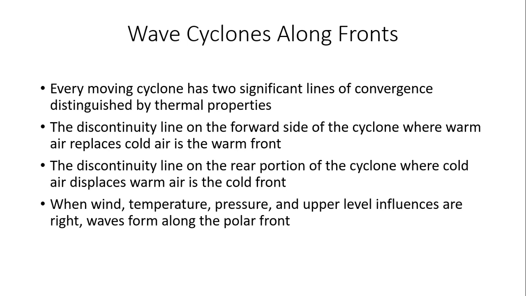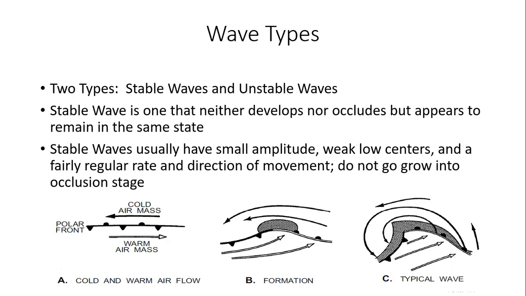So when the wind, the temperature, the pressure, and these upper level influences are just right, you get these waves of low pressure or cyclones that form along the polar front. Now, there are two main wave types we're interested in looking at in the weather business. One is known as a stable wave, and the other is known as an unstable wave.